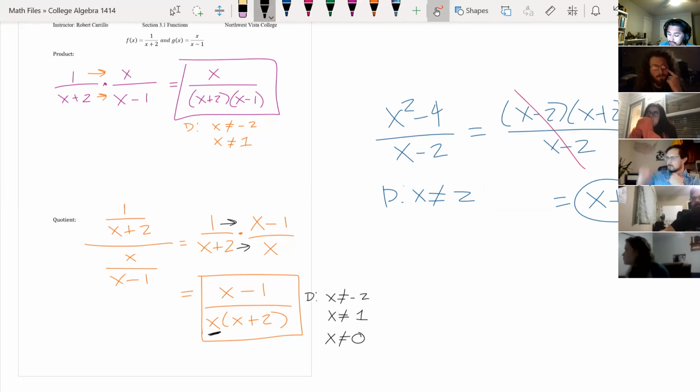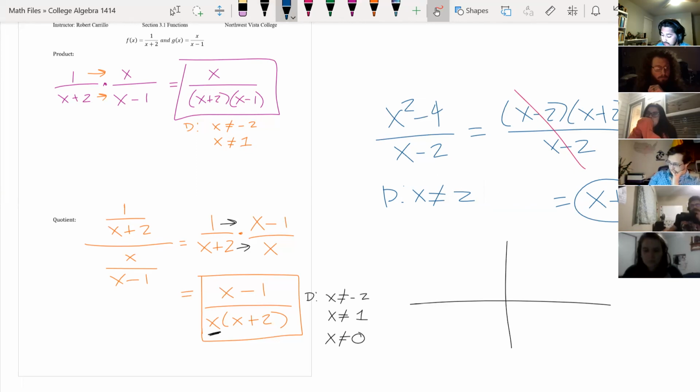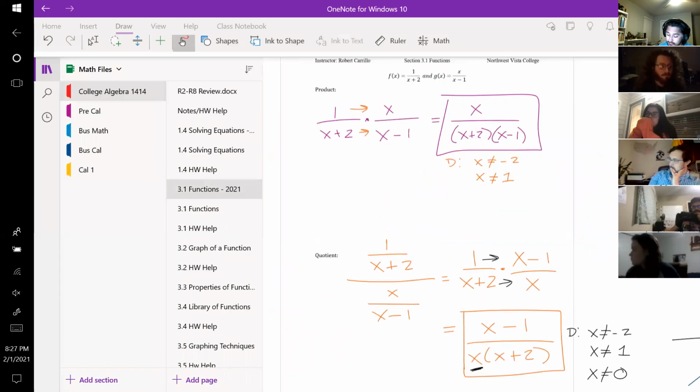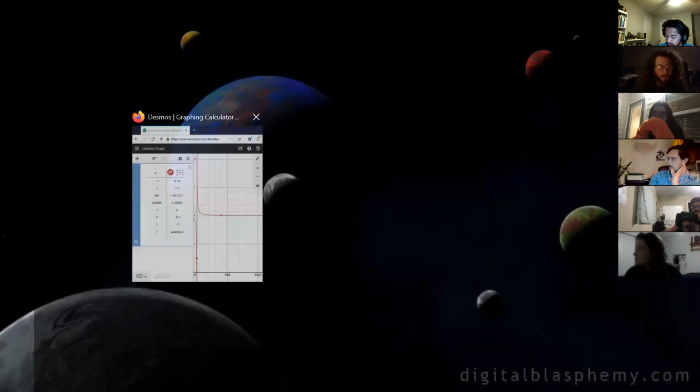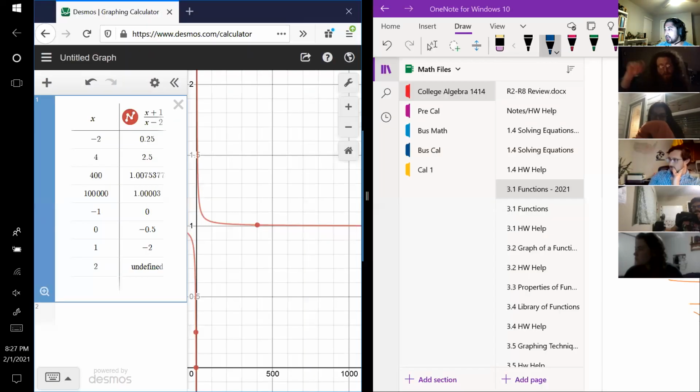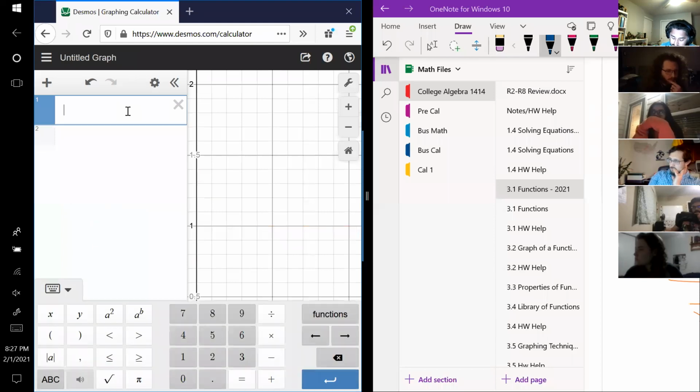Got it. And another thing, like I said, graphs always help. If I were to graph this function, at 2 you would have an open circle on the graph. You won't see the open circle on Desmos, but if you go over it, it'll say undefined. All right, so let's go over what I was talking about.